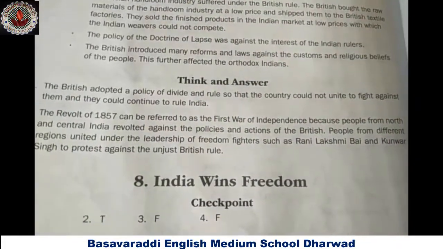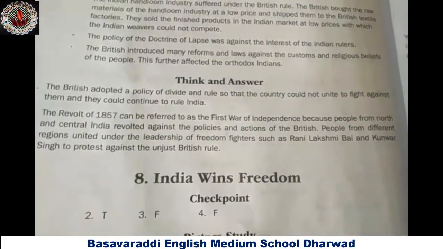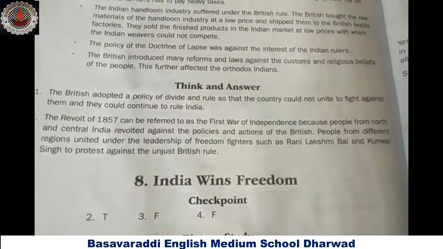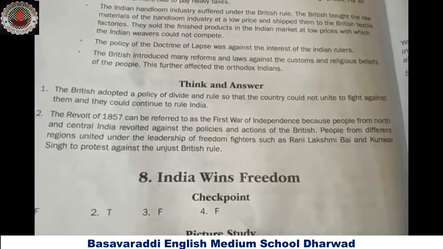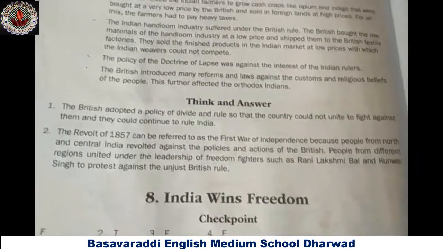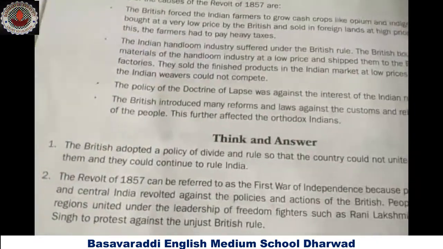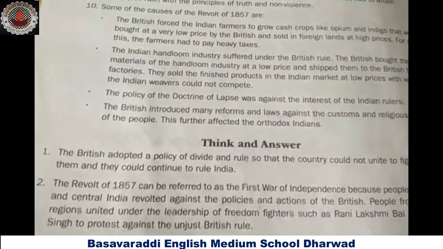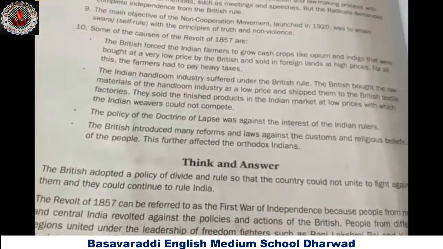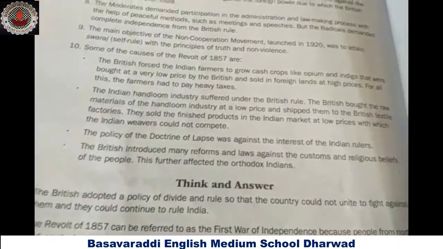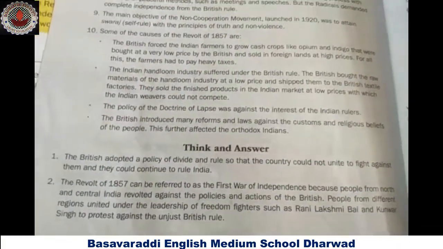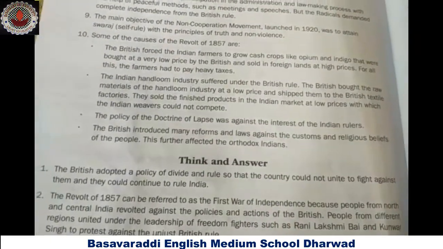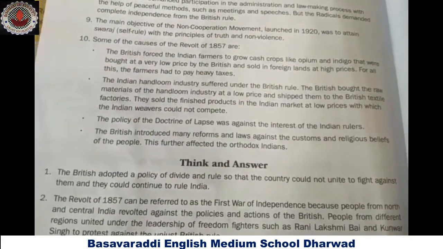People from different regions united under the leadership of freedom fighters such as Rani Lakshmibai to protest against the unjust British rule. We completed the exercise part of the lesson. I will show briefly.